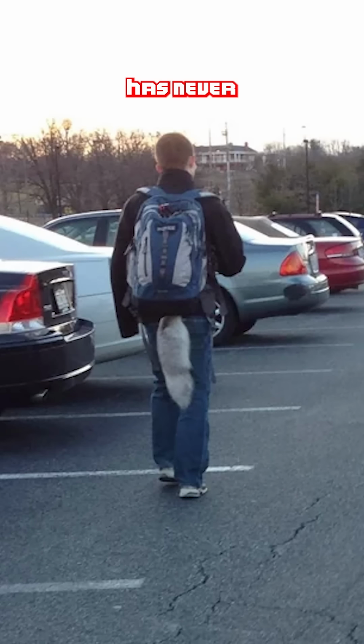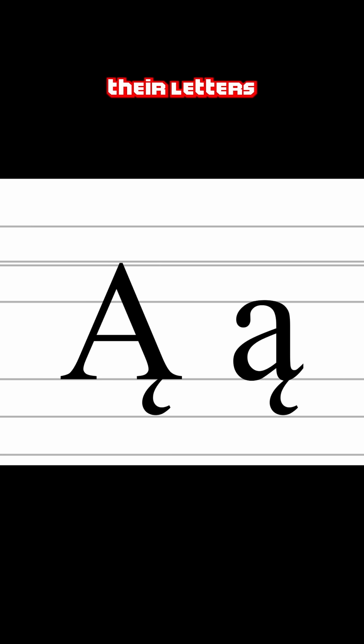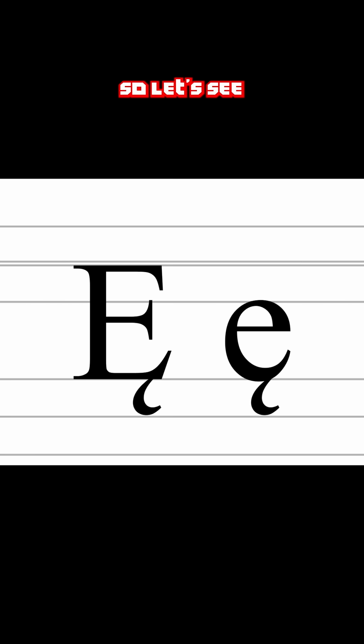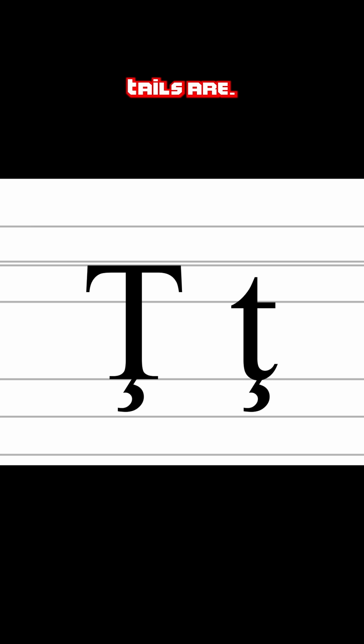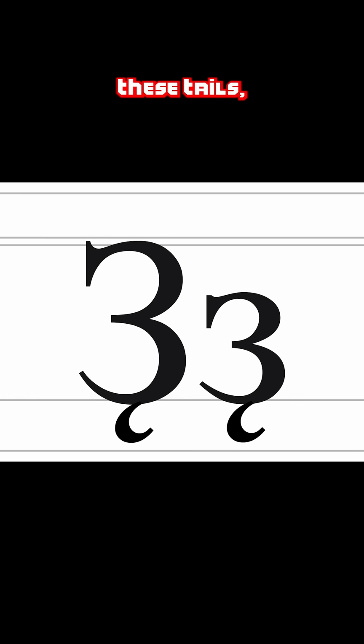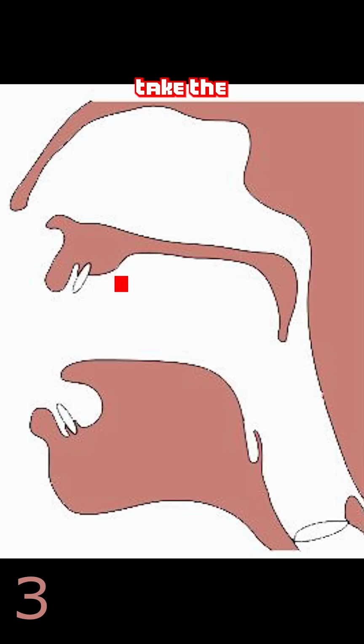Wearing a tail has never been more popular, but it seems that people have been attaching tails to their letters for as long as letters have existed. So, let's see what the purpose of those tails are. These tails, not those. When you attach a tail or cedilla to a letter, it usually means that you just take the same sound as the original letter, but move it forward in your mouth, typically near your teeth.